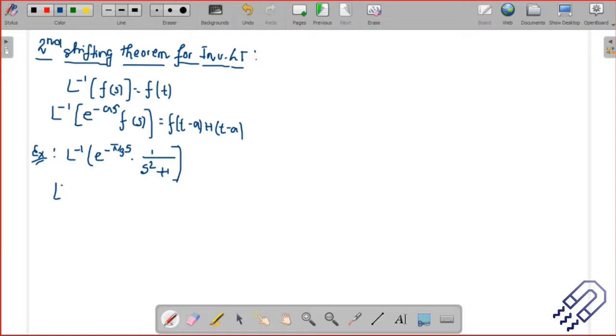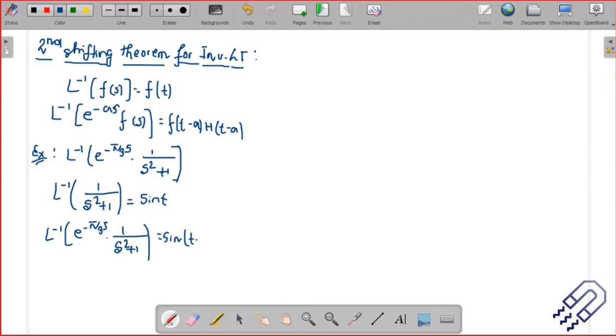I'll just check that first. So I'll just write down the sine function: L inverse of 1 divided by s square plus 1 is equal to sine of t. I've sorted that out, and then I can find out what my inverse is. So inverse, I can just take e to the power minus pi by 3 s into 1 divided by s square plus 1 is equal to sine of t minus a, h of t minus a.